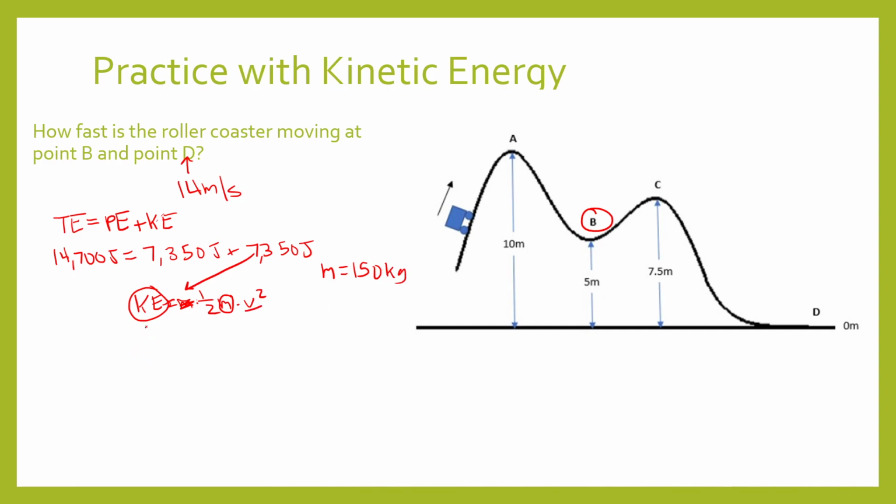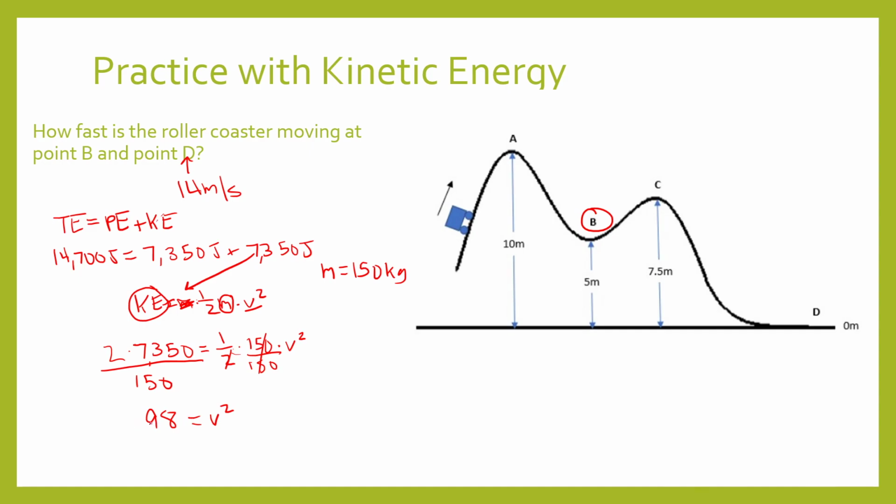So let's plug in our numbers. Kinetic energy is going to be 7,350. That's going to equal 1/2 times the mass of 150 times our v squared. Now I'm going to skip ahead. We're just going to get rid of the 2 here by multiplying this side by 2. We're going to divide both sides by 150 so that we can get our answer on one side. So I'm going to take 2 times 7,350 divided by 150, and now I get 98. And 98 is equal to our v squared.